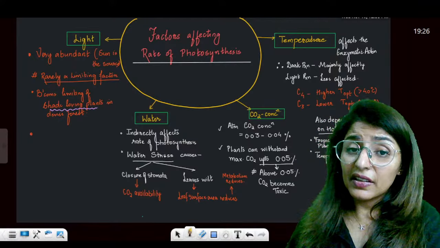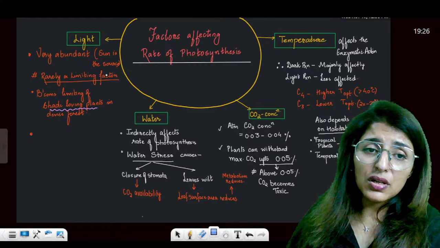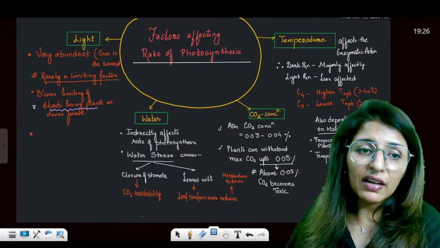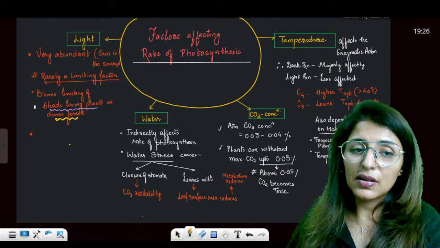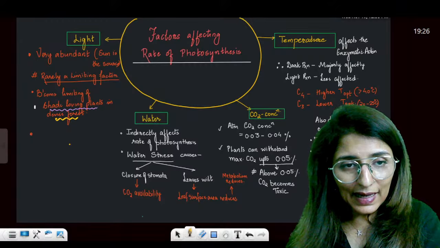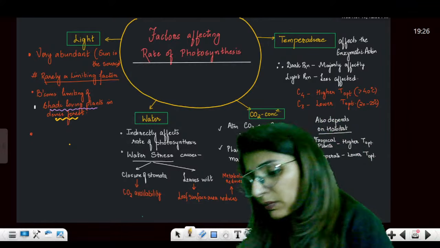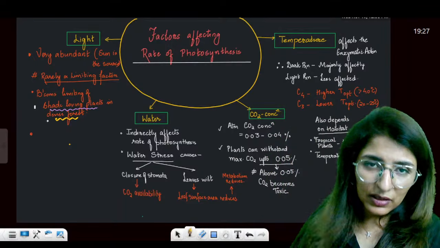Then factors affecting the rate of photosynthesis. One is light, very abundant. The sun is a source. So light is rarely a limiting factor, but in the case of shade-loving plants, it can become a limiting factor. In a dense forest, because shade-loving plants require less light, and in a dense forest less light will reach the surface at the bottom. Is that clear? So that is when light can become limiting; otherwise normally light is not a limiting factor.